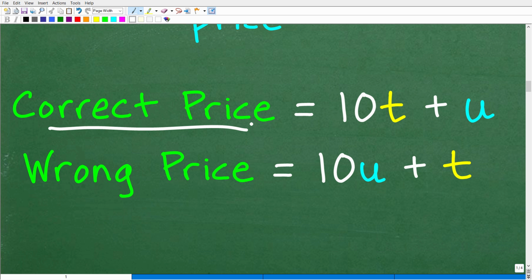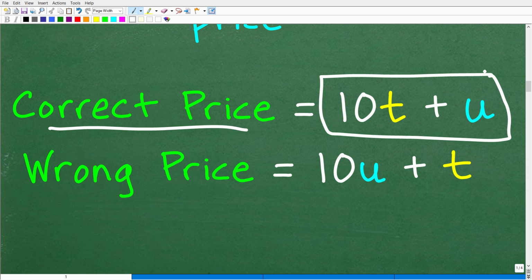So the correct price is going to be 10 times t, which is the tens digit, plus u, which is the ones or units digit, right? So this is a representation of the correct price, okay? Now, the wrong price is what? Well, the digits were reversed.